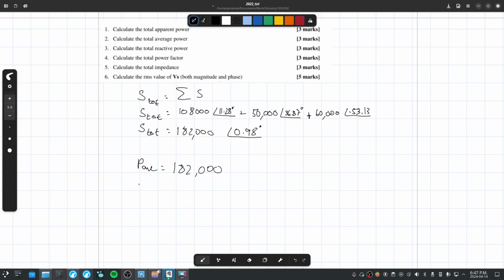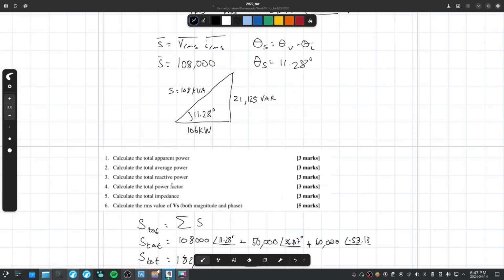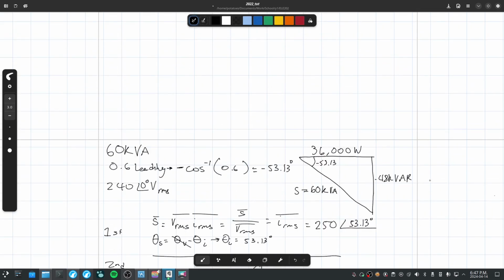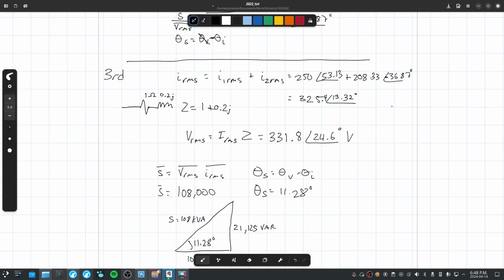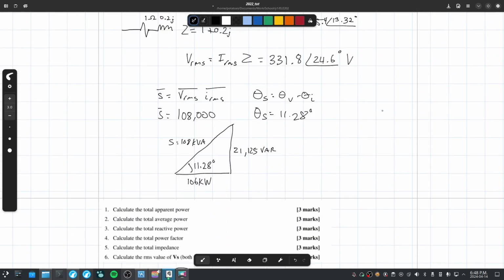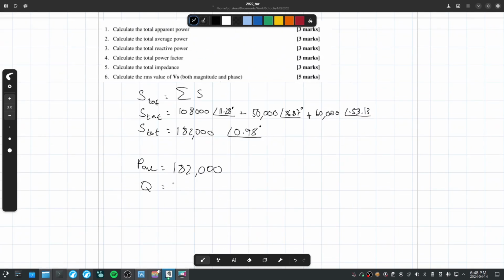And if you do the reactance, so this is the Q, again, you sum up all of the imaginary parts. Our first one here is negative 48,000 plus 30,000 here plus 21,125. And you get 3,125. Again, this is watts. This is VAR.